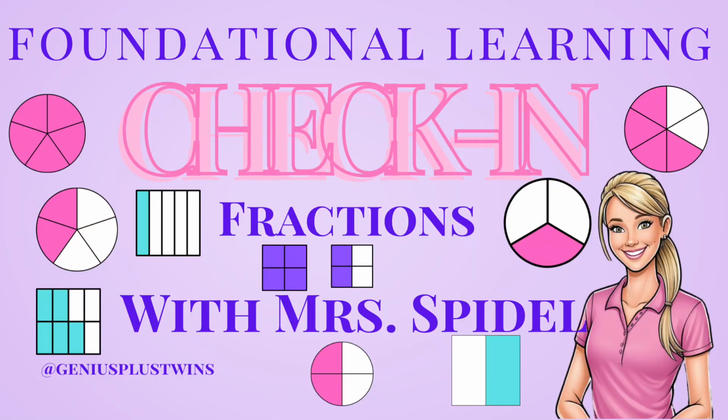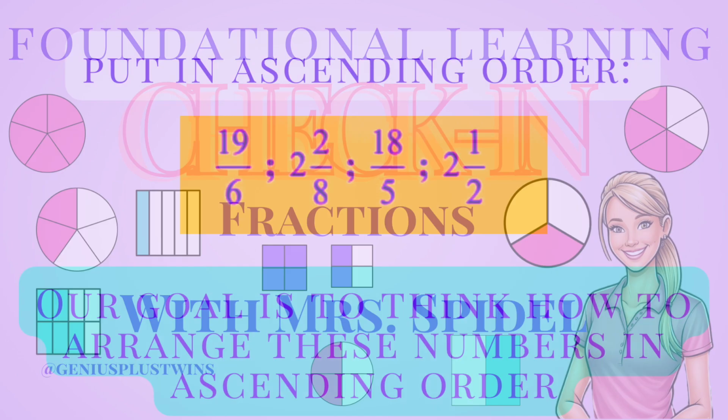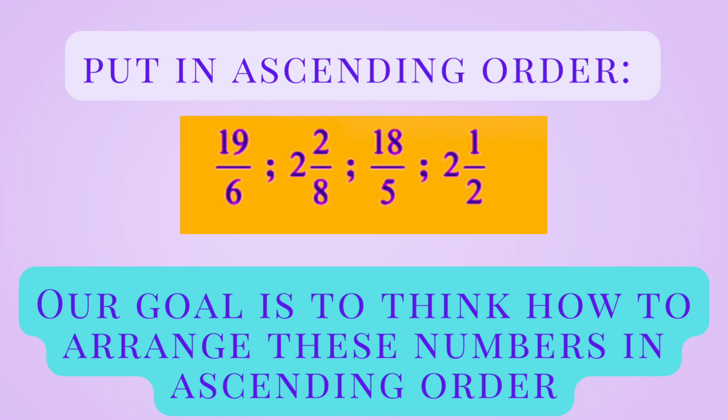Today, we're going to put the following numbers in ascending order. That is, from smallest to greatest. Here are the numbers we're working with. 19 over 6, 2 and 2/8, 18 over 5, and 2 1/2. Our goal is to figure out how to arrange these numbers from least to greatest.